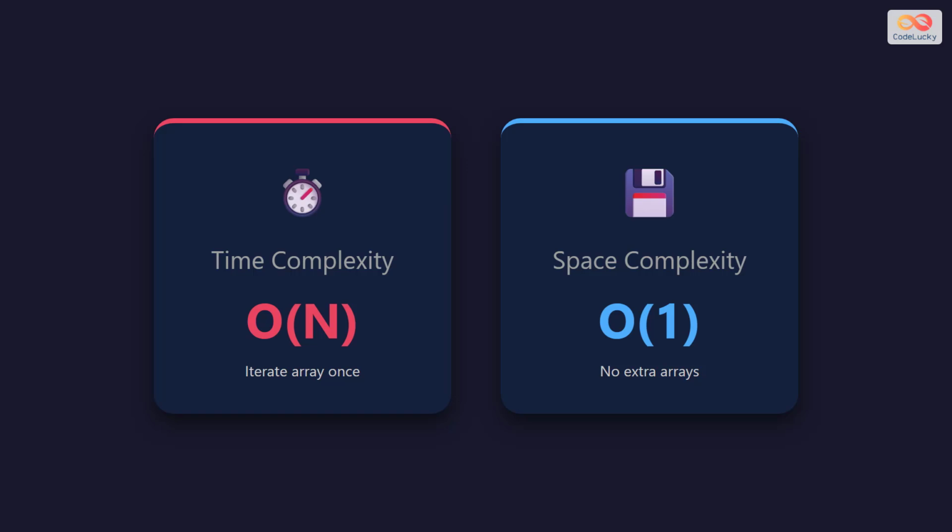This solution is highly efficient. The time complexity is big O of n because we pass through the array exactly once. The space complexity is big O of 1, satisfying the constraint, as we only use 2 integer variables for our pointers.